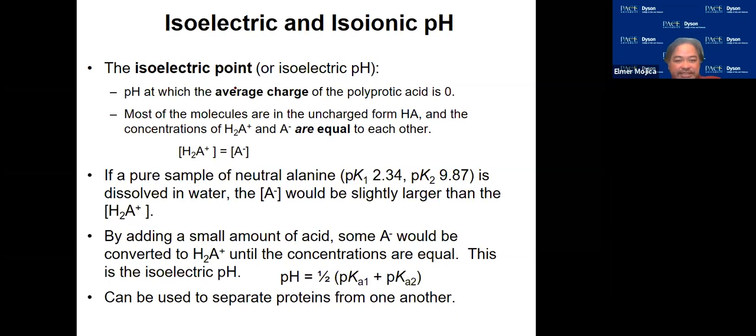Okay. Isoelectric point, on the other hand, is the pH at which the average charge of the polyprotic acid is 0. So most of the molecules are in the uncharged form HA. And the concentrations of H2A plus and A minus are equal to each other.